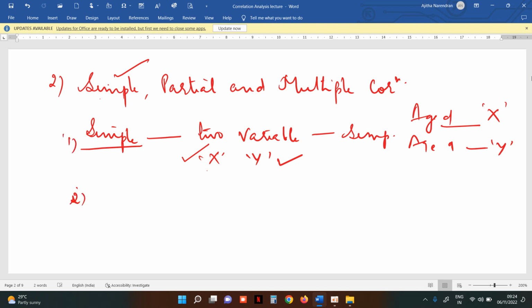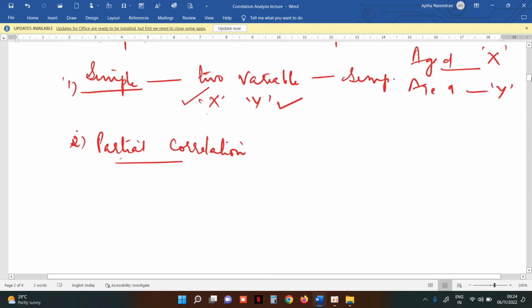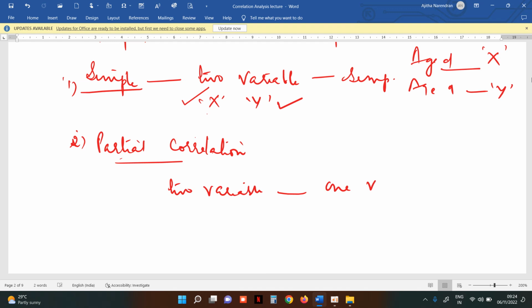The second one is partial correlation. In case of partial correlation, what happens? Here, you will be studying two or more variables, but one variable's nature will be kept constant. For example, you take two variables, x and y, and the other variable is z. The nature of the z variable is kept constant. This is the nature of partial correlation.